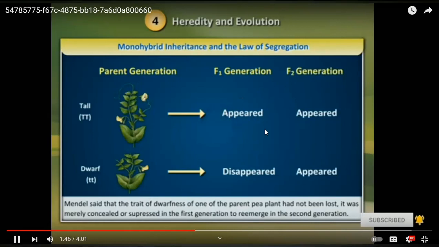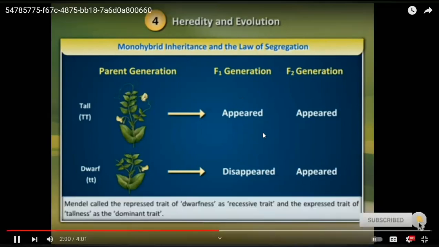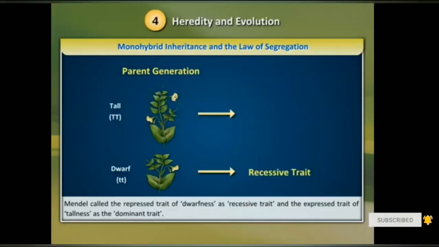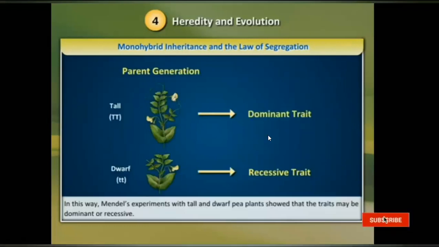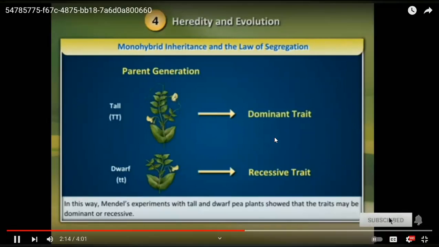The trait of dwarfness of one of the parent pea plants had not been lost. It was merely concealed or suppressed in the first generation to re-emerge in the second generation. Mendel called the repressed trait of dwarfness the recessive trait and the expressed trait of tallness the dominant trait. In this way, Mendel's experiments with tall and dwarf pea plants showed that traits may be dominant or recessive.